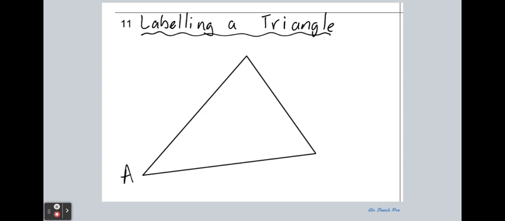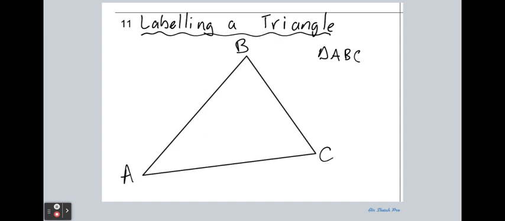Typically, once we've labelled the first one, we go around clockwise, but again, it doesn't really matter. So I would label the top one here B and the bottom one here C. And we would describe this as triangle ABC, like so. So if you're communicating to someone else, like you're writing it down, and you need to refer to this triangle, you could use triangle ABC like I've written there.